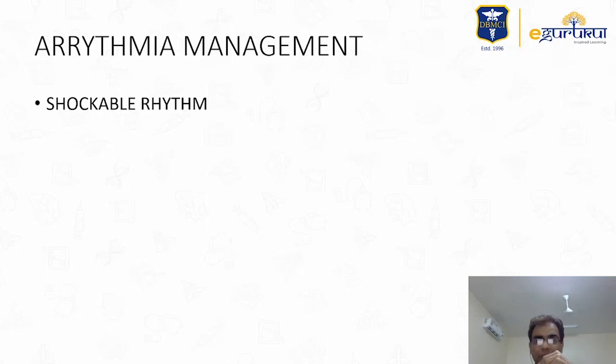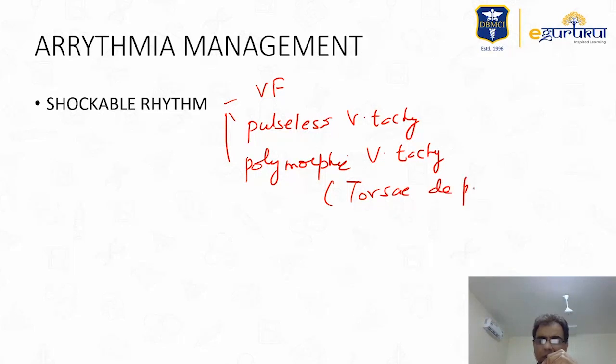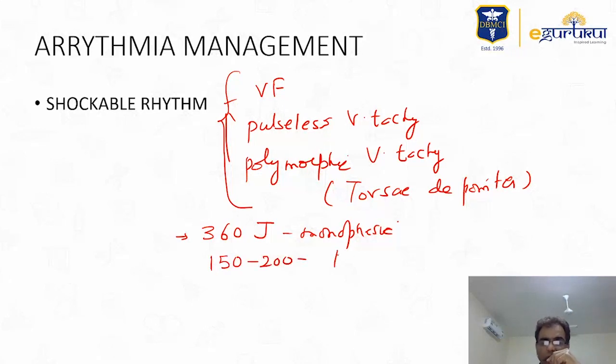And shockable rhythm includes your ventricular fibrillation, pulseless ventricular tachycardia, and polymorphic ventricular tachycardia, which is also called torsade de pointes. So these are the shockable rhythms. Now, as per new guidelines, all shocks will be of 360 joules, not the previous 200, 300, 360 joules if you are using monophasic, or 150 to 200 if you are using biphasic, because biphasic delivers current from two directions, so the net current will be the same.